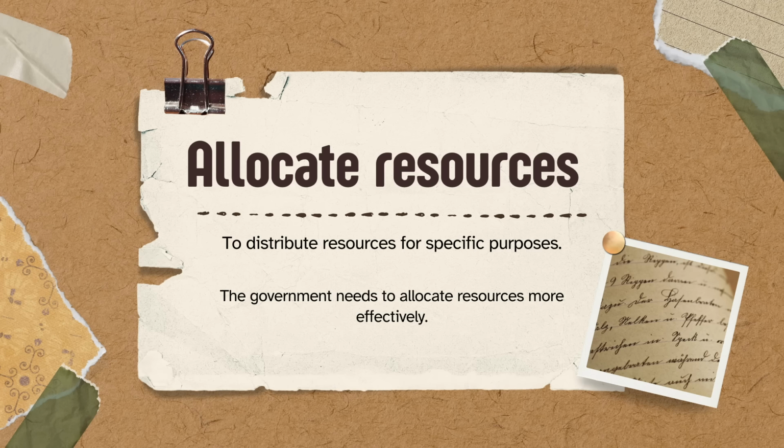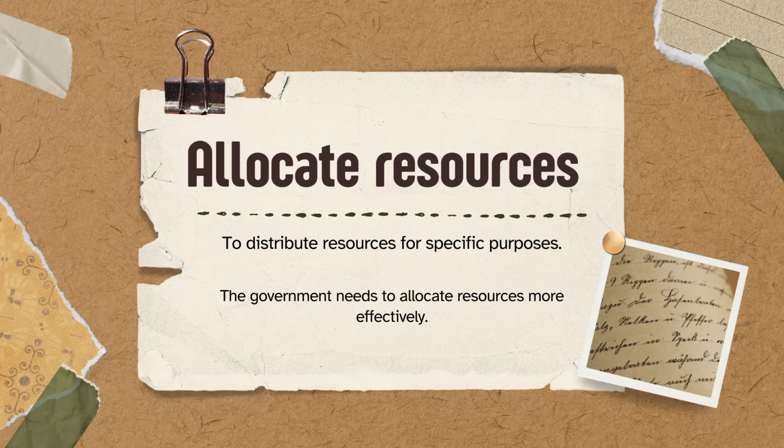This is to distribute resources for specific purposes. That's to allocate resources. So that is to assign money, time, people, or materials to different tasks or projects. Let's look at the first example. The government needs to allocate resources more effectively.